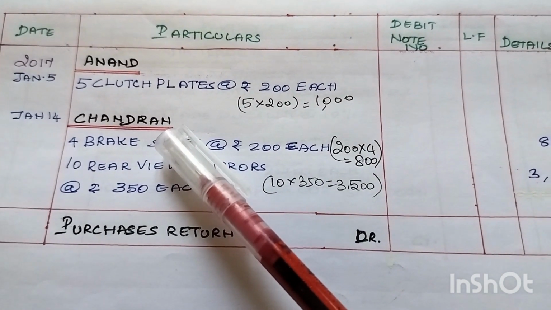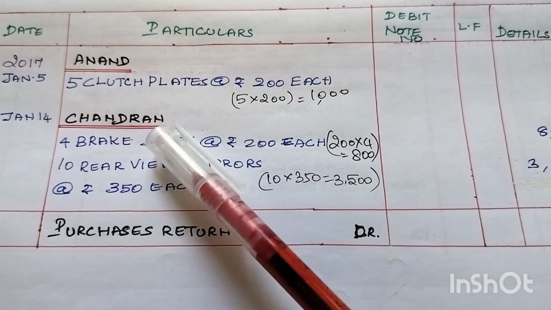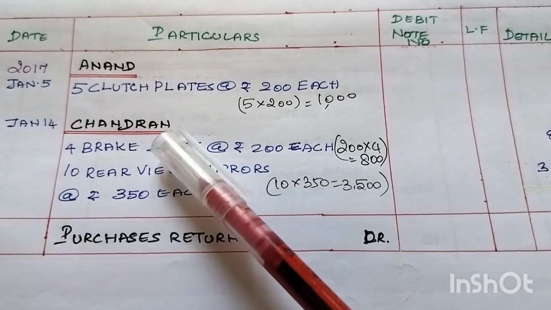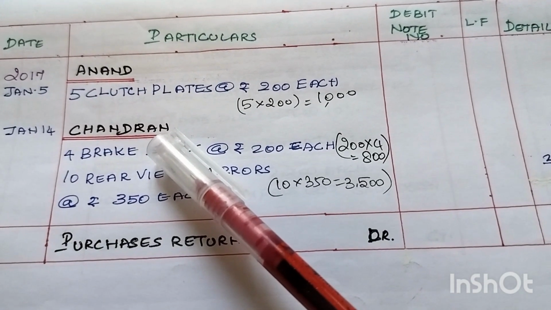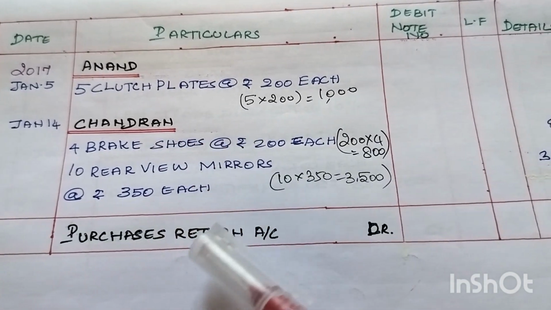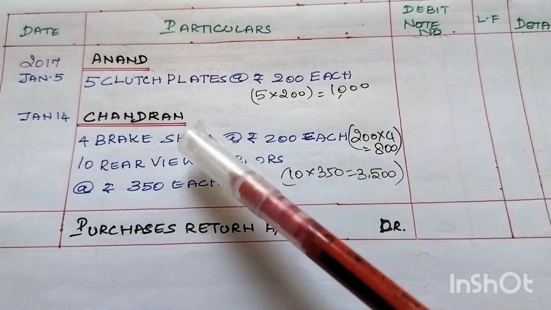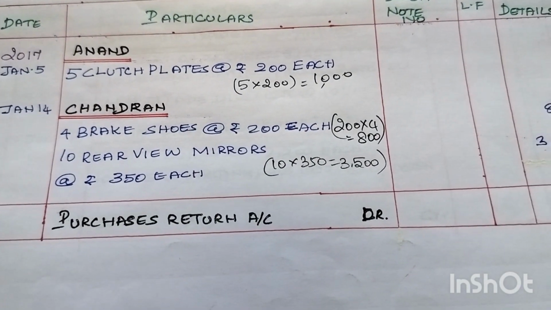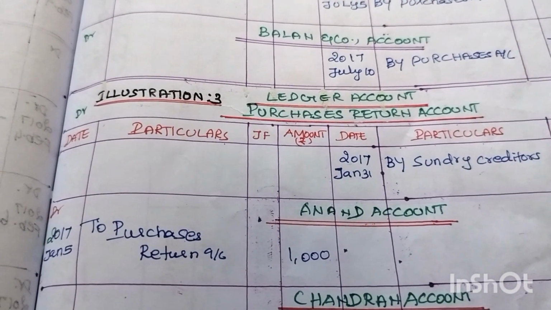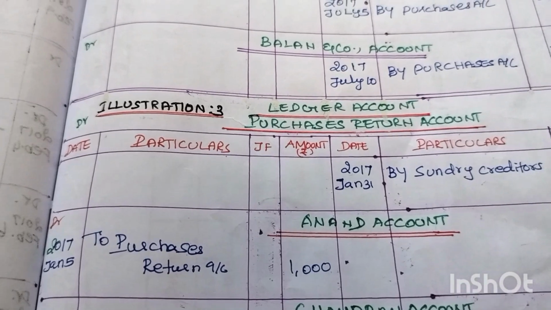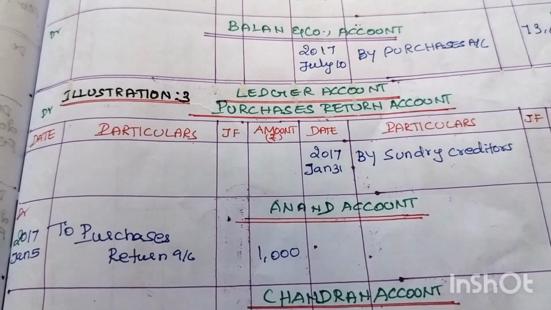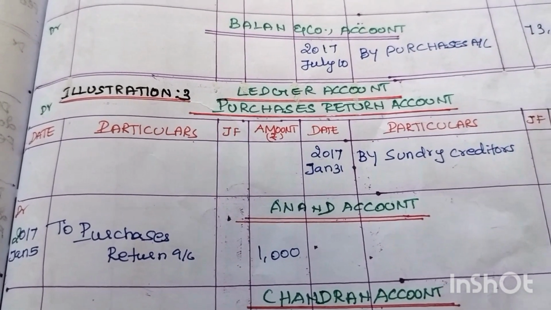So now we are going to post this respective account into the ledger account. How many accounts are you going to post? There are 3 accounts. What are they? Purchases return account, Anand account and Chandran account. So illustration 3, ledger account. We prepared the format of the ledger account. First we are going to post the purchases return account.